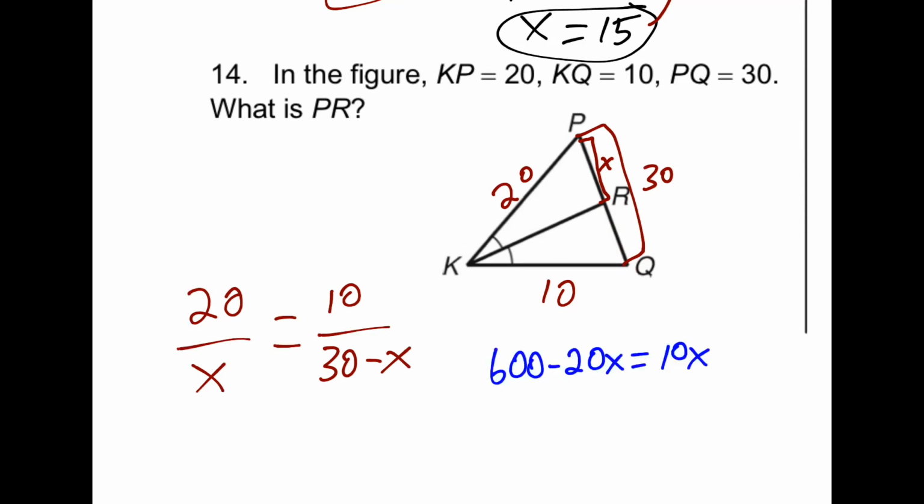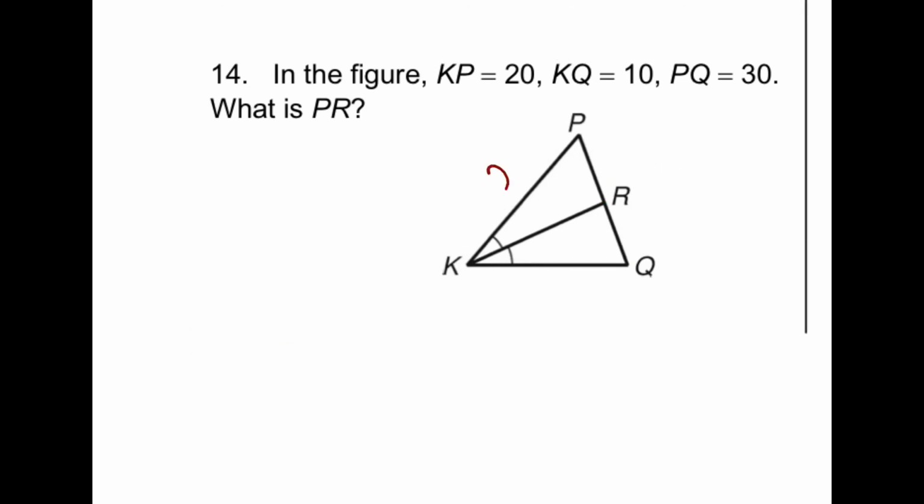This would tell us that 600 minus 20x is equal to 10x. If we add 20x to both sides, we get 600 is equal to 30x, so x is equal to 20. And if we want to know what PR is, well, it's just 20. We're done. That method works out pretty well. We have to distribute 20 to this entire expression, which involves some large numbers.